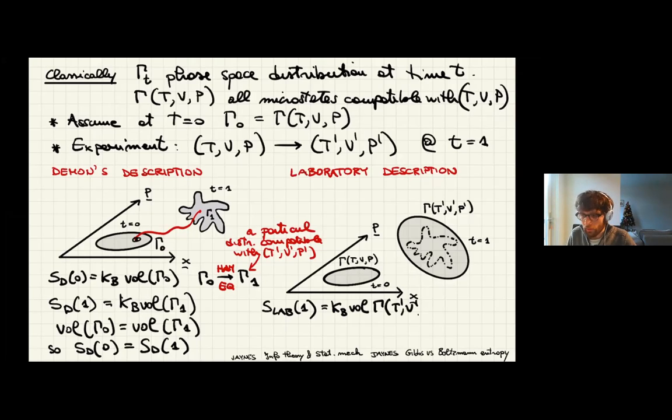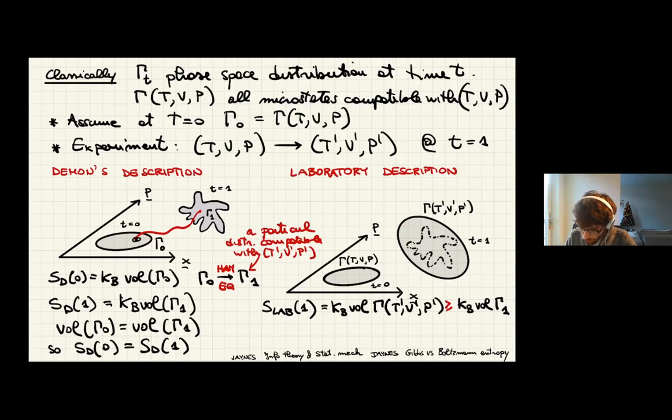So this is by definition the entropy at the end. But now this is bigger or equal than Kb times the volume of gamma 1. Why is it bigger? Well, because gamma 1 is just some particular distribution compatible with T prime, V prime, P prime, whereas gamma of T prime, V prime, P prime is the set of all possible microstates that are compatible. So certainly, as I drew in this plot, this distribution is contained inside gamma of T prime, V prime, P prime, just by boundary conditions.